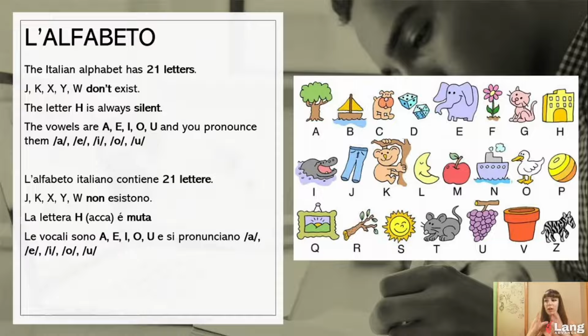So make sure always to open your mouth when you speak Italian. The letter H is always silent. What does it mean? It means that, for example, if we say hotel, we are not going to pronounce the H, but we are going to say 'otel, like there was no H in front of the O. So we will treat the letter H as a vowel, basically.